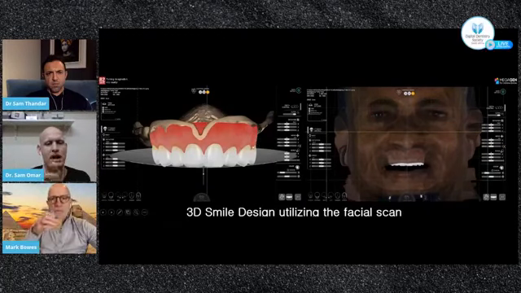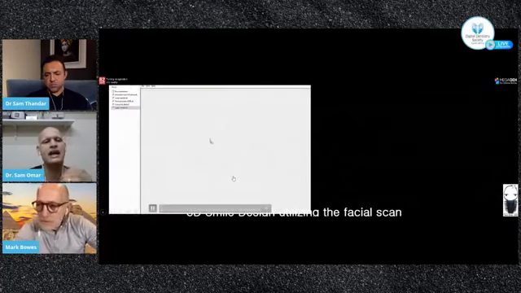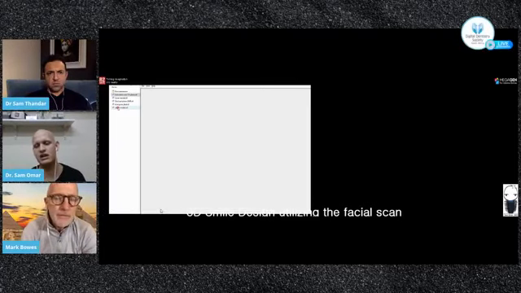I've designed my 3D smile design. I went ahead and I exported that. And in this case, before I actually did this case, I was on a visit in the Netherlands, and I visited the guys at Avident. You guys know what Avident is? It's one of the biggest companies that do digital dentures.